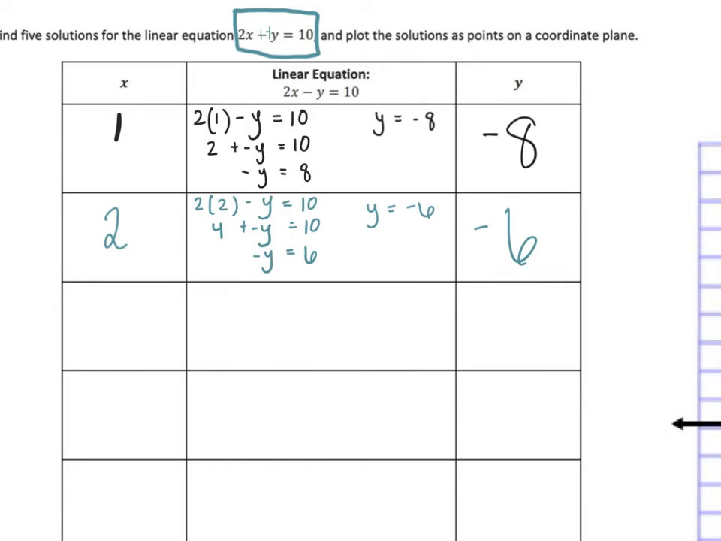And you're kind of starting to see a pattern develop. I'm going to just, instead of going to 3, I'm going to skip to 5. So 2 times 5 minus y equals 10. What's 2 times 5? 10. Now I can do this in my head. 10 take away something equals 10. Well, the only thing that it can take away to stay 10 is 0. So y equals 0.